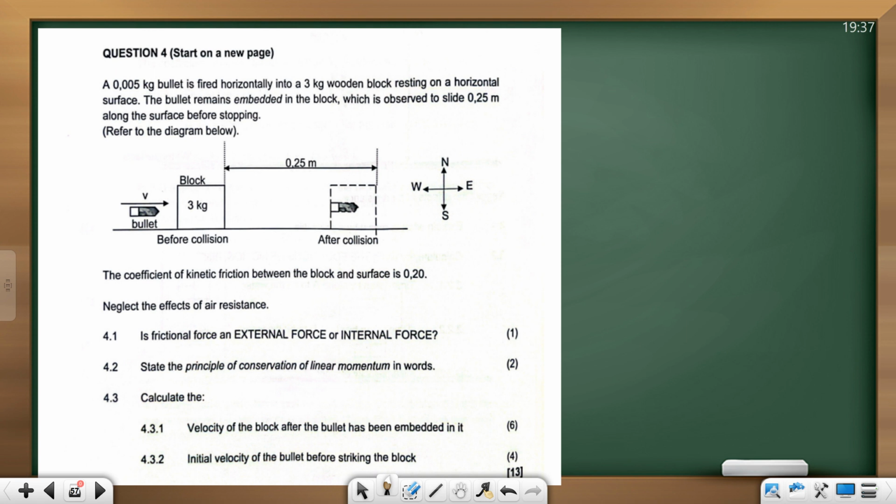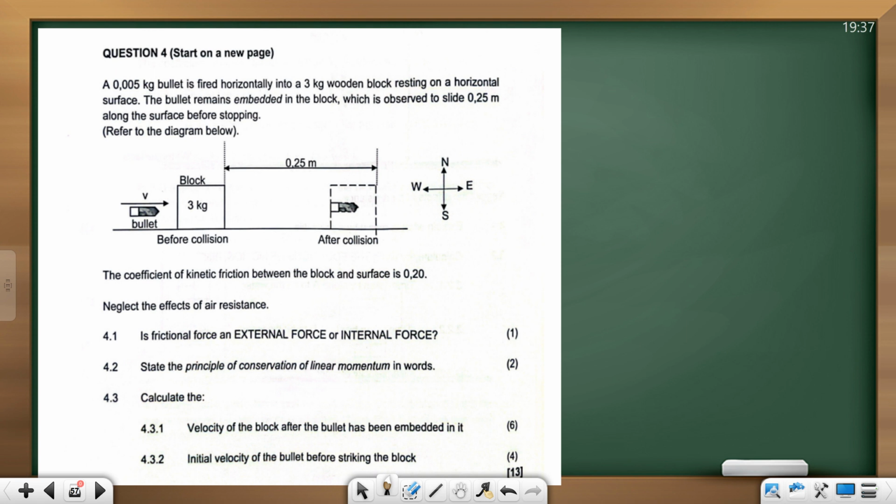Is frictional force an external or internal force? External. Is that okay? Because it comes from outside. State the principle of conservation of linear momentum in words. In an isolated system, the total linear momentum is conserved. All right, beautiful. 4.3.1. Calculate the velocity of the block after the bullet was embedded in it.